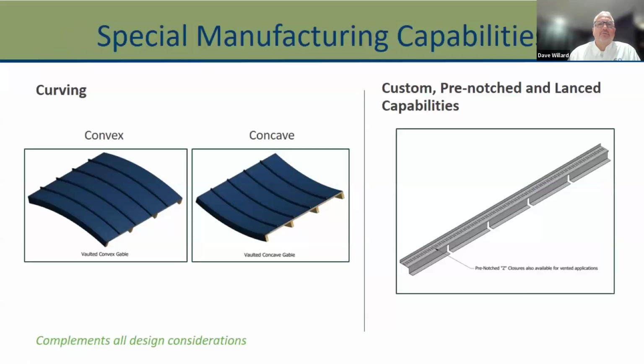Of course, there are other special manufacturing capabilities. The metal doesn't just have to be straight. We can curve it. It can be convex to give you a nice eyebrow shape. It can be concave. We can do custom pre-notching and a lot of fun different things with the metal. So there's a lot of different design considerations when it comes to these things, but the panel doesn't necessarily have to be straight or smooth. We can curve it, perforate it, vent it, and do a lot of fun things.